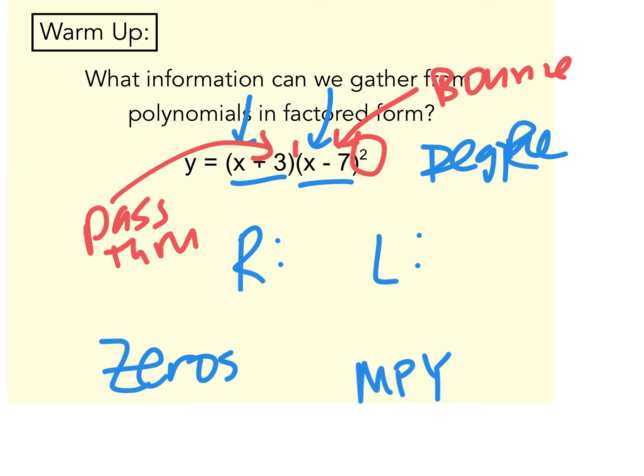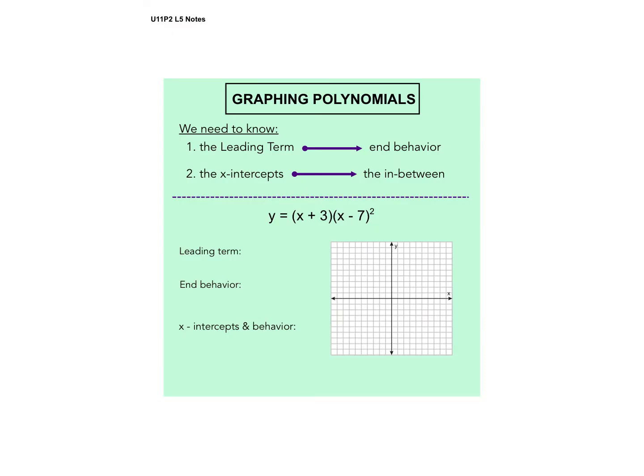So it tells you a lot. Look at all those things I wrote down. It tells you the right side, the left side. It tells you the zeros. It tells you the multiplicity. We know the degree is degree 3 from the lead term. Y equals x to the third. And that came from this times this to the this. Okay. We know a lot of stuff. A lot. That's why this is not super easy.